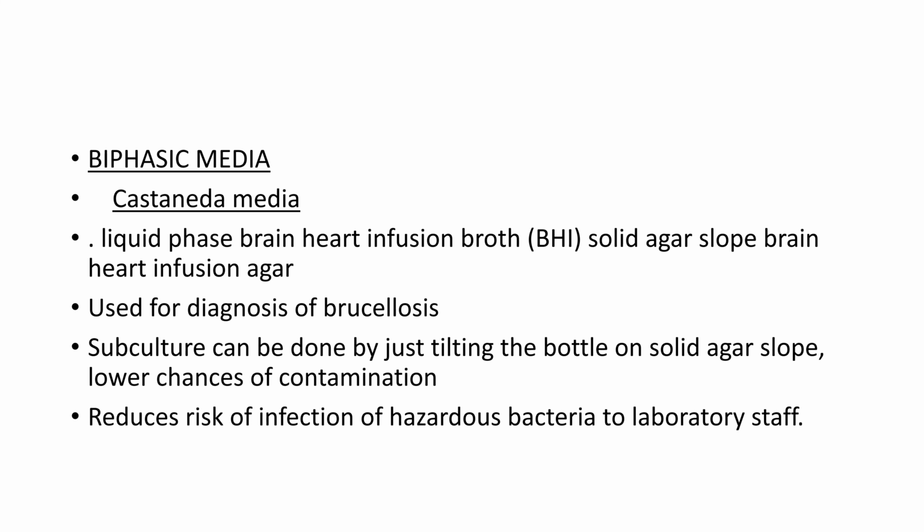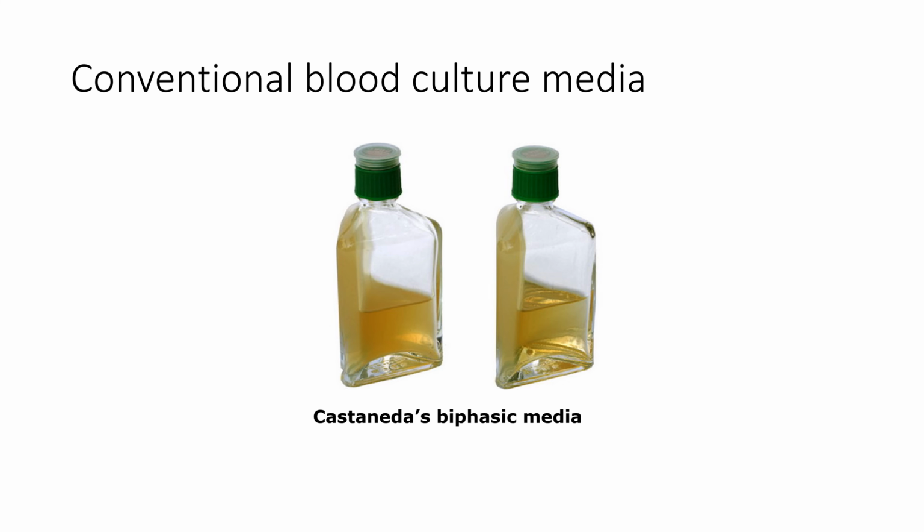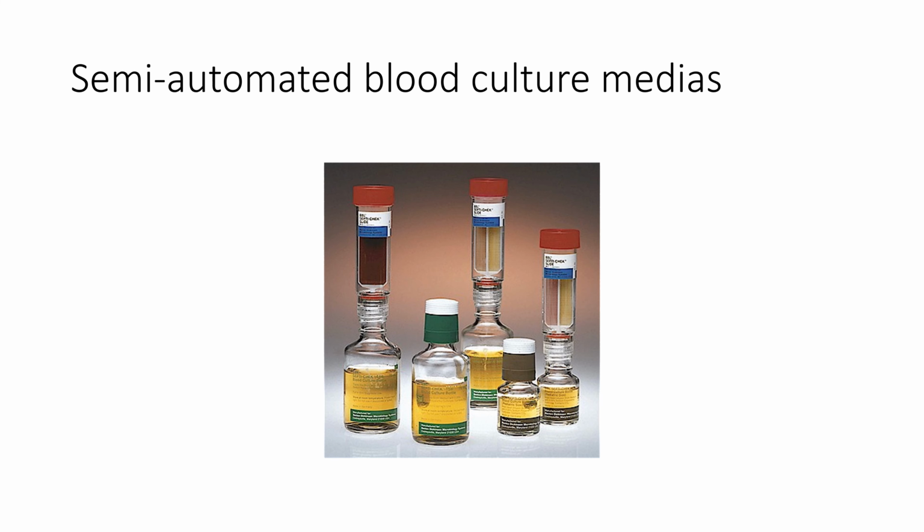So this is also a kind of viva question. Beta, this is the Castaneda, a conventional blood culture media which is used for brucellosis. You can see there is a BHI agar and there is a BHI broth. So it is biphasic, that means both broth as well as agar are present in a single conventional blood culture media.